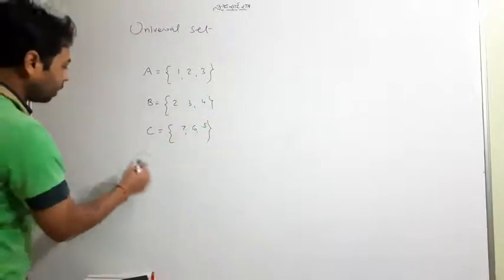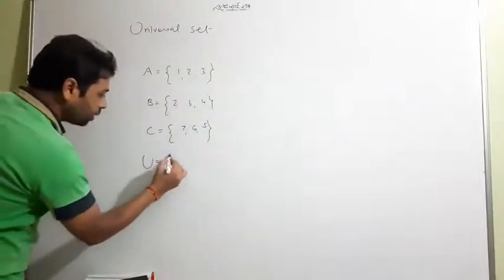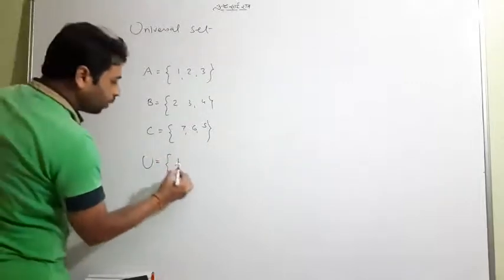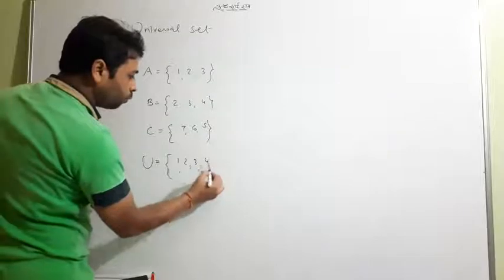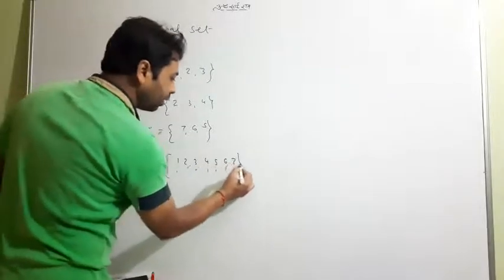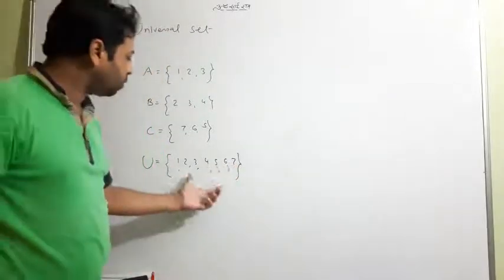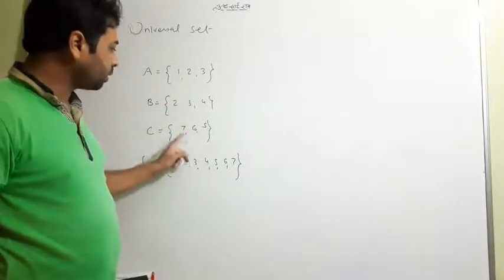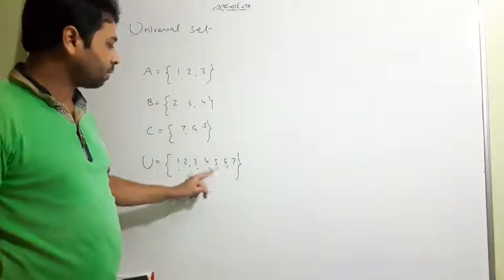So what will you write? It is a universal set. Universal set is given by capital U. Now try to understand that it is 1, 2, 3, 4, 5, 6 and 7. Because this is the set where 1, 2, 3 is lying, 2, 3, 4 is also lying, and 7, 6, 5 is also lying.